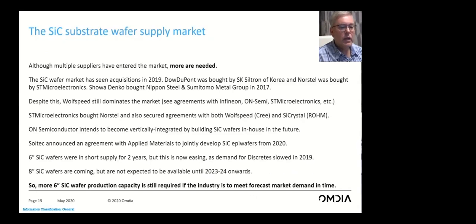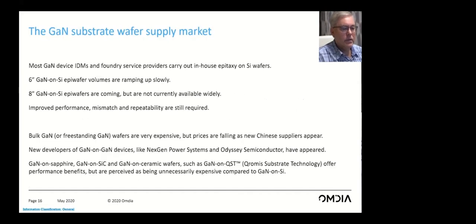The SiC wafer supply market is slowly opening up, but wafer prices are not falling fast enough. There's not enough competition with the market leader. Silicon carbide material costs remain too high. More wafer production capacity is needed if supply is to match the forecasted demand. Many GaN device manufacturers and foundry service providers carry out in-house epitaxy on silicon wafers. This means that relatively few third-party GaN epi wafers are sold. Overall, the epi wafer quality is getting better, but there's still scope for further improvement.